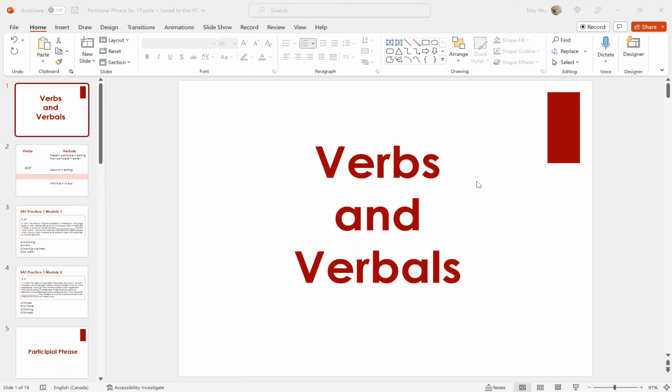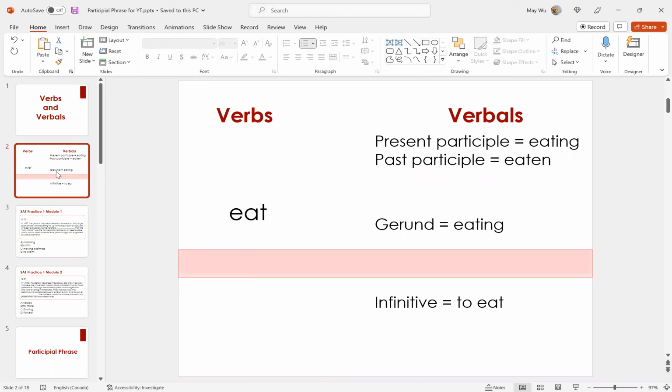And today we're talking about verbs and verbals. So, as we all know, verbs are by far the most important part of speech. Without a verb, you do not have a sentence. So, all sentences have verbs. And the verbs we're familiar with include the be verbs is, are, was, were, has been, had been, and so forth. And of course, other linking verbs and action verbs.